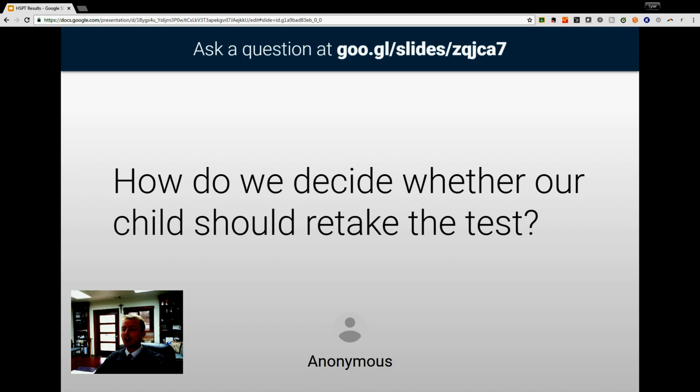Oh, there's a good one. How do we decide whether our child should retake the test? I think that's a conversation that you need to have with your son or daughter. How did they feel that they performed? Did they leave problems blank?